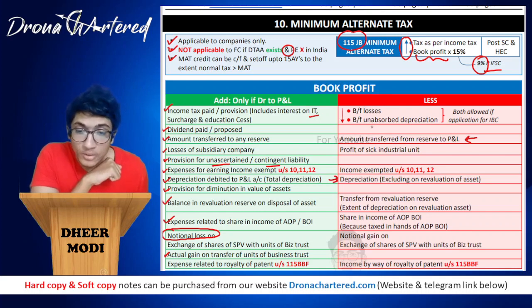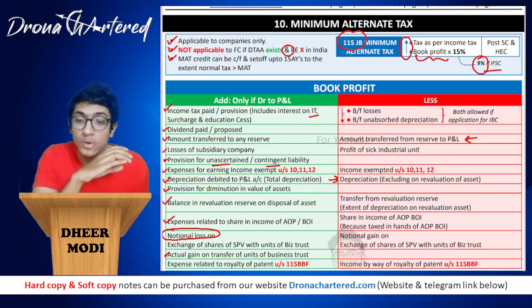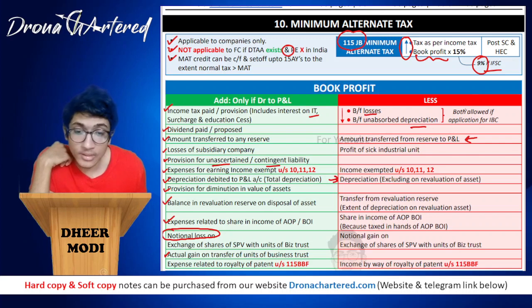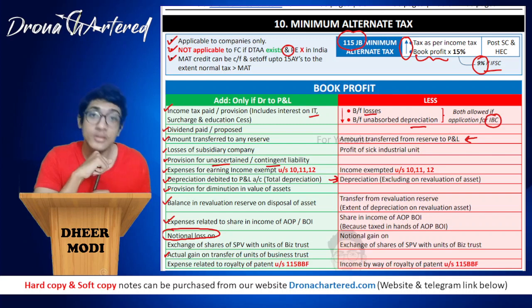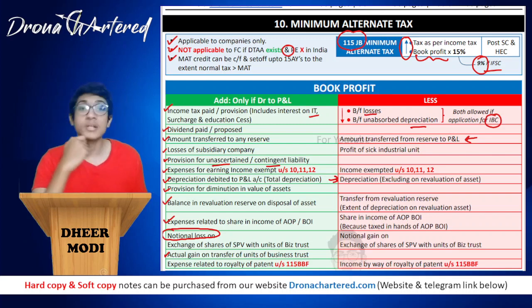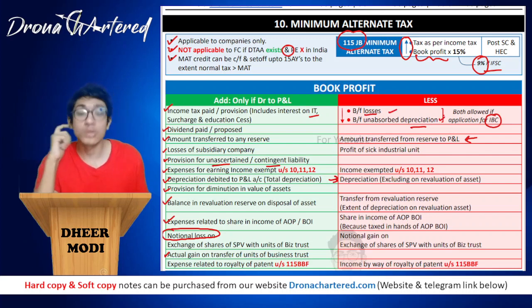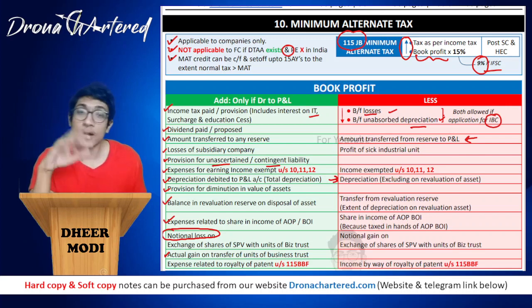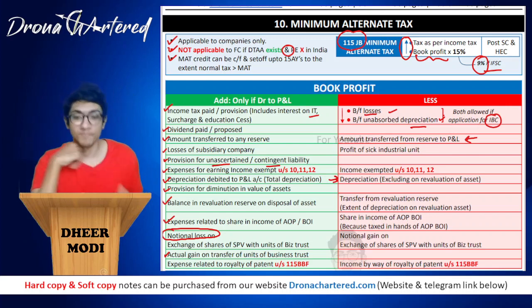Any brought forward losses or brought forward unabsorbed depreciation, whichever is lower, you will get the benefit. You have to remember losses and depreciation, whichever is lower. However, in case there is an application for IBC, what is your IBC? That is your insolvency and bankruptcy. So if there is an application under IBC, both of these will be allowed. You don't have to take the lower. This will also be allowed and this will also be allowed. You will be able to subtract it and hence you will have to pay less MAT. Got it? So otherwise it is usually whichever is lower, but if there is an IBC application, then it will be both of them.